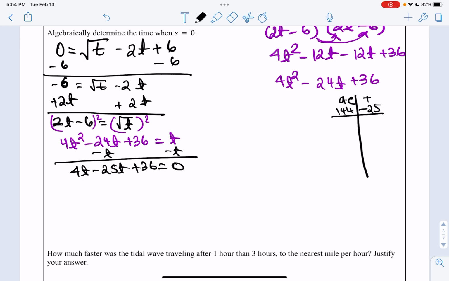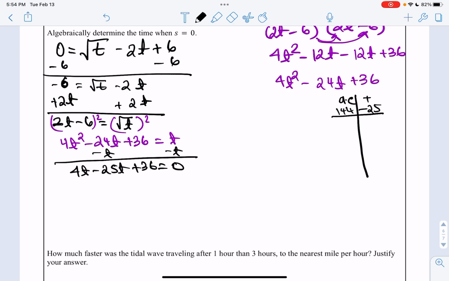I just go ahead and put it into the calculator and find out which two numbers multiply to 144 and add up to negative 25. In this one, both of the numbers have to be negative, because they need to multiply to a positive number and add up to a negative. So let's see, we need a negative 25.